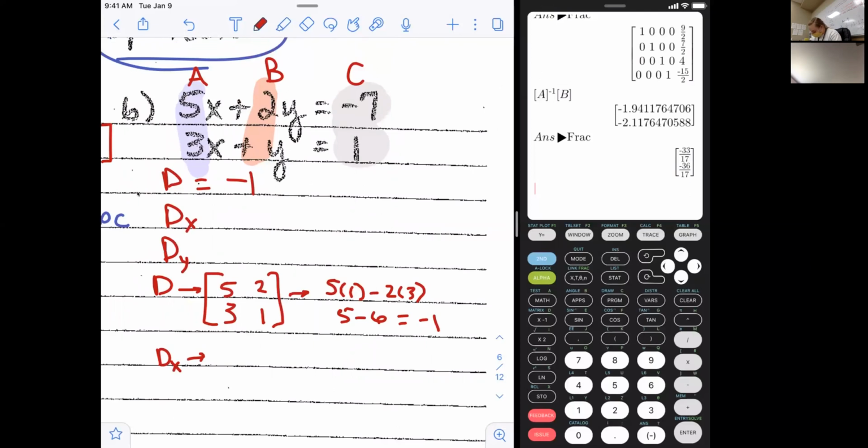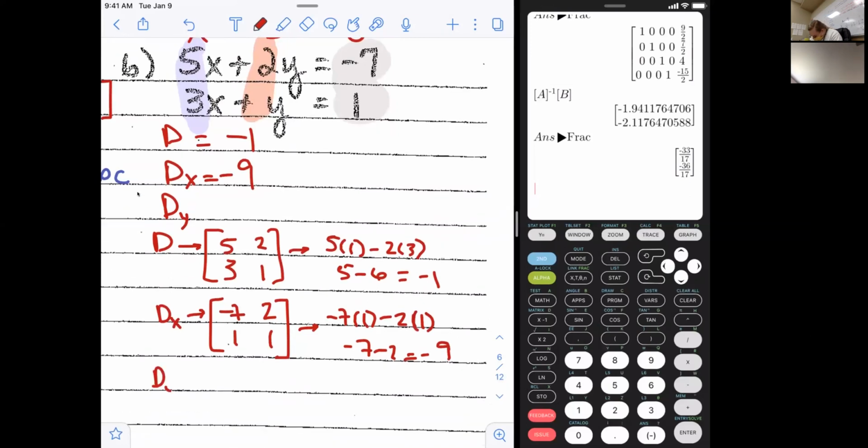So if you're C column first, negative 7, 1, and then B, which is 2, 1. Negative 7 times 1 minus 2 times 1. So negative 7 minus 2 is negative 9. So dx equals negative 9. Any questions yet?